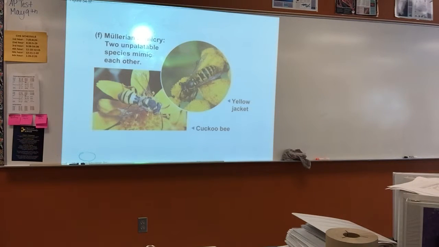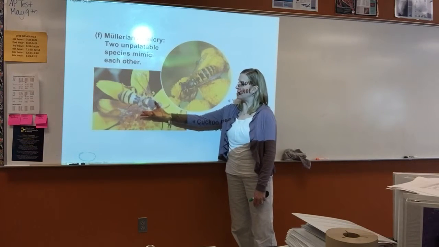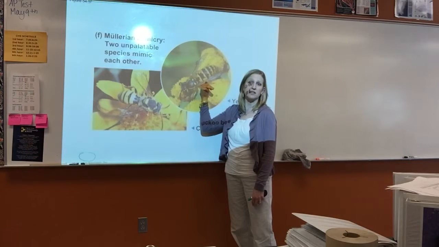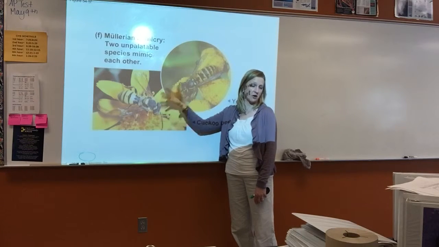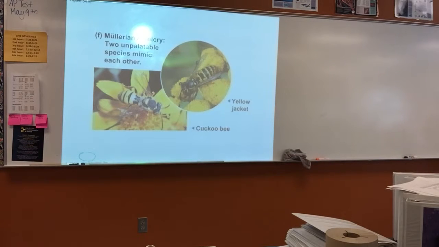Why would that be helpful for those guys to look alike? How would that help both of those? Because they're both helped. If a predator has an experience with one of them, and it's not a good experience, then because this one looks like it, even though it hasn't eaten one of these guys, it won't eat one of these guys because of its experience here. And so it benefits this one, and vice versa. If it eats this one, it won't eat that one. And so they're both helped by looking alike.